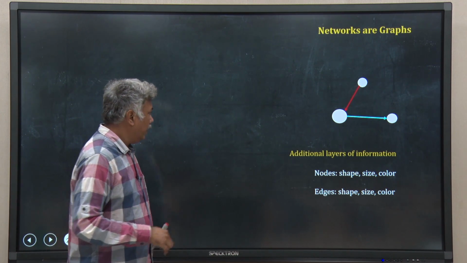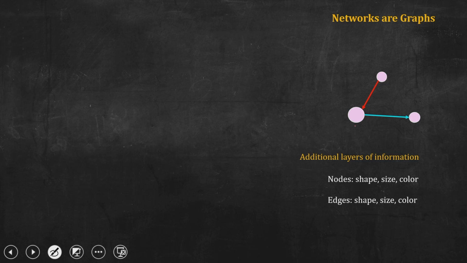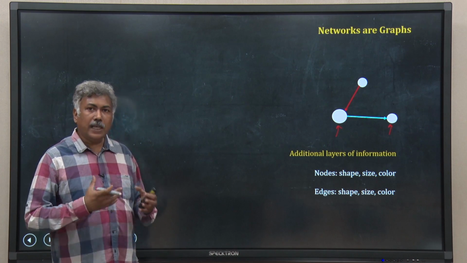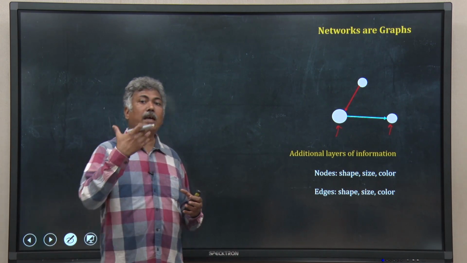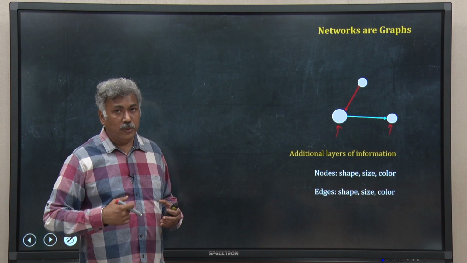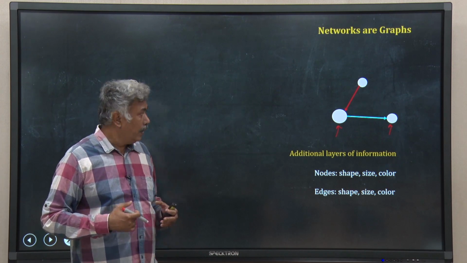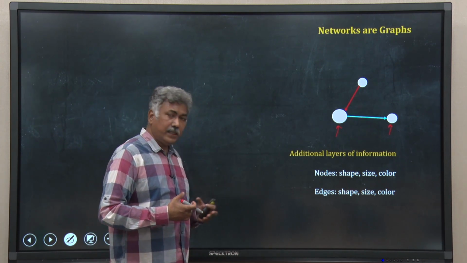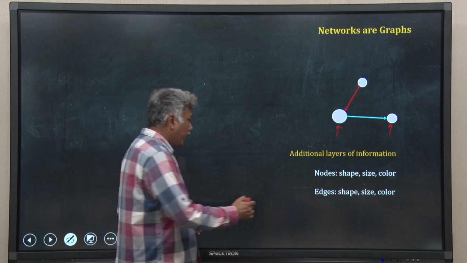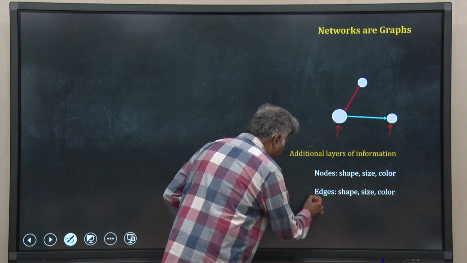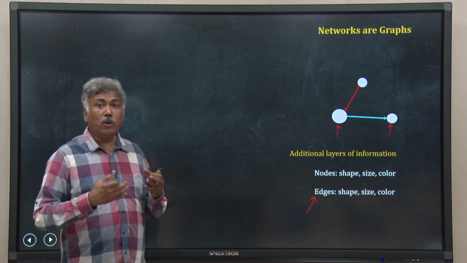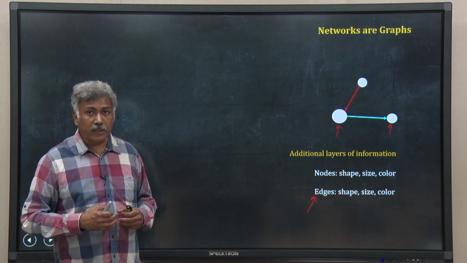For example, you can change the shape, size and color of these nodes, right. By changing the shape and size, you can convey a certain amount of information to the person who is seeing this network or graph. At the same time, the shape, size and color of the edges or connections can also be changed to convey certain additional information.